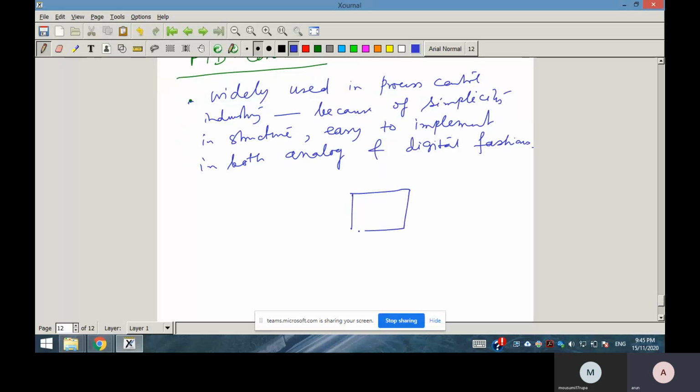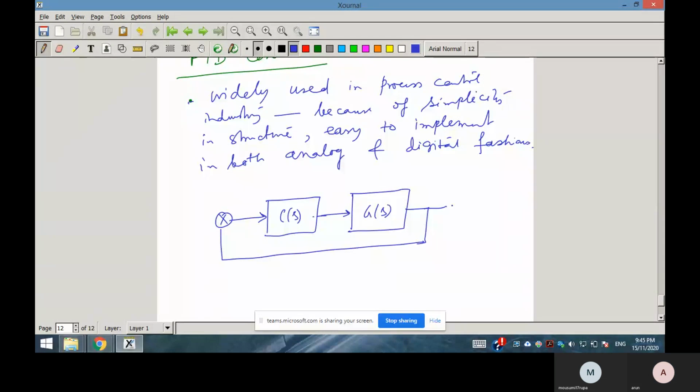So this is the controller structure, the unity feedback structure. Suppose this is G(s), and this is your C(s), and this is your output. This is your reference input. This is your tracking error, and this is your control effort. And what is your controller? The controller C(s) is your PID.